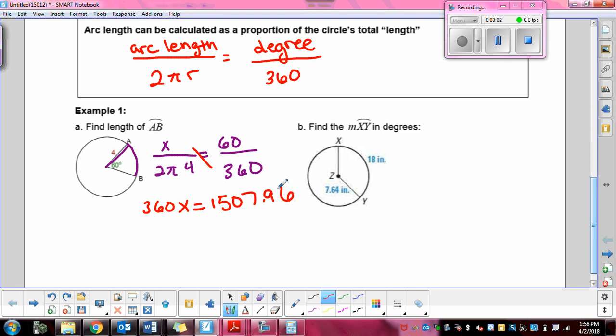1507.96. And I'm going to now divide this by whatever's multiplied by your variable, which in this case is 360. My x equals 4.1887. All right, I want you guys to try this one. And that's it. That's the length of that arc.